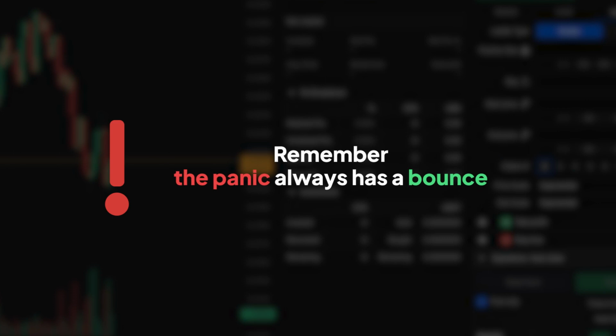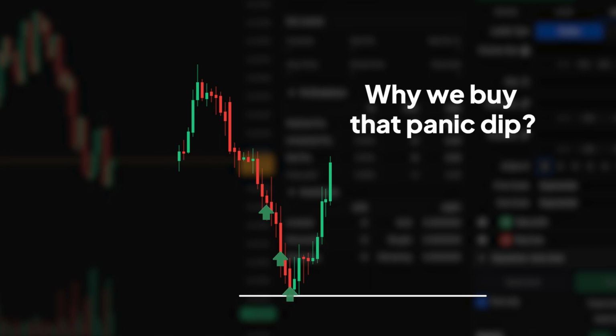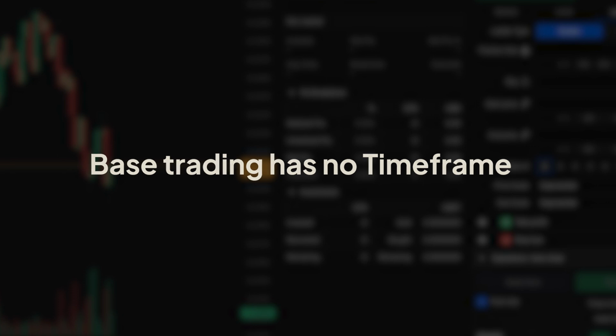Our why in base trading is very simple. The panic always has a bounce. The reason why we buy that panic dip is because we know the action of buying that panic and selling that bounce is profitable over time if it is done again and again. Base trading has no time frame.